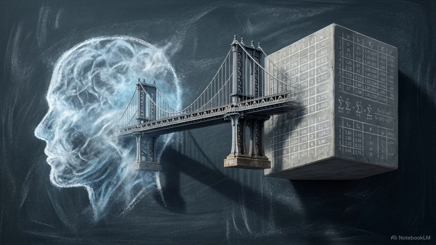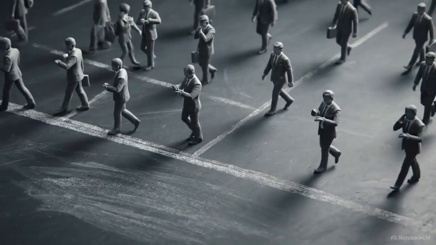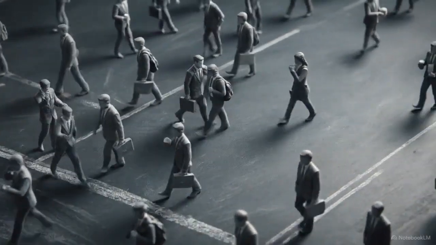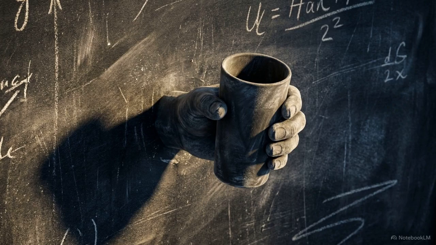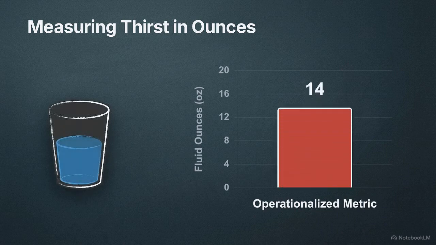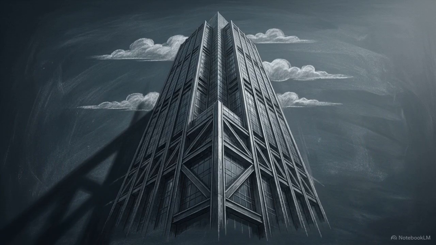To extract rigorous numerical data from invisible human forces, we have to engineer a structural bridge. We have to make the unmeasurable measurable. This engineering process is called operationalization. We bypass the abstraction entirely. If we cannot see the internal state itself, we measure the reliable, physical behaviors that state produces in the real world. Take the concept of thirst. Thirst is invisible, but we can operationalize it simply by measuring the exact number of fluid ounces a person consumes to quench it.